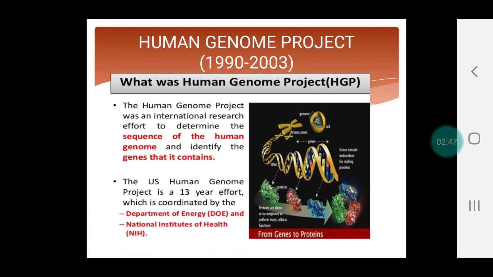Now, what is the Human Genome Project? This project was initiated in 1990 and was completed in 2003. The Human Genome Project, or HGP, was an international research effort to determine the sequence of the human genome and to identify the genes that it contains. The US Human Genome Project was a 13 to 15 year effort coordinated by the Department of Energy and the National Institutes of Health.